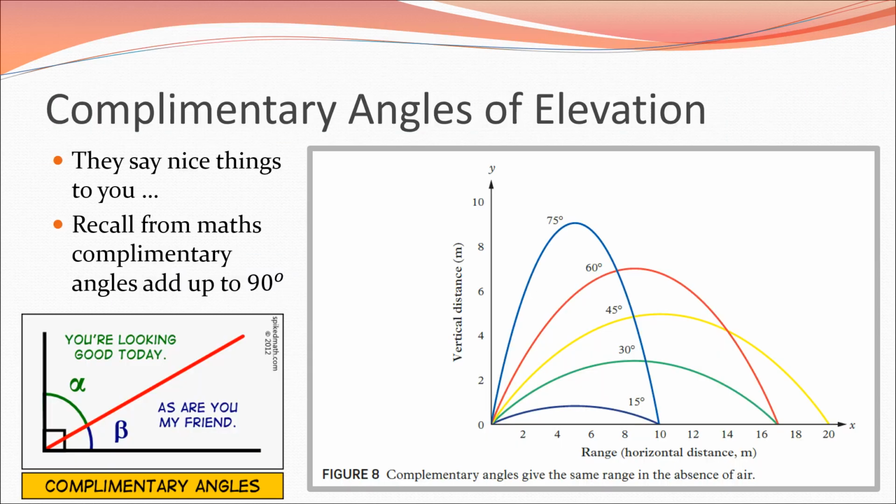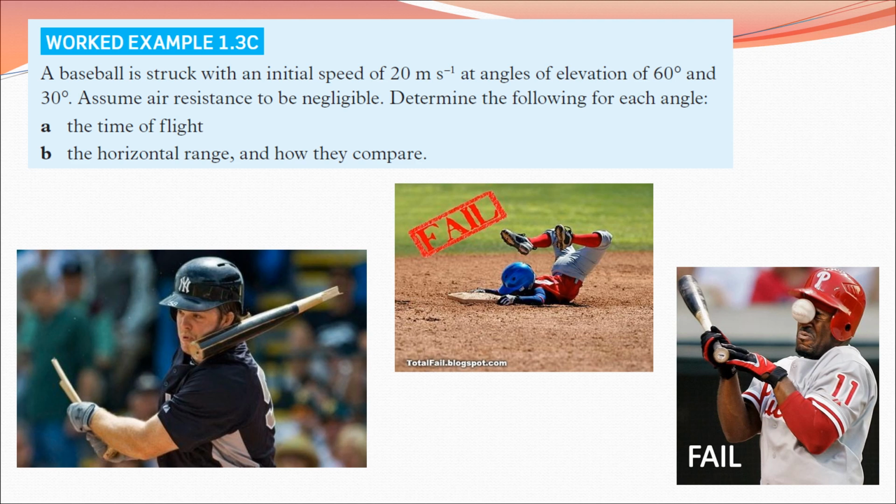And complementary angles, one thing we should discuss. You may remember from geometry back in grade 7 or 8, complementary angles add up to 90 degrees. They don't just say nice things to each other. But what it means is that a launch angle of 75 degrees and 15 degrees will give you the same sort of range. They're complementary to each other. This example will basically go through that and prove that.